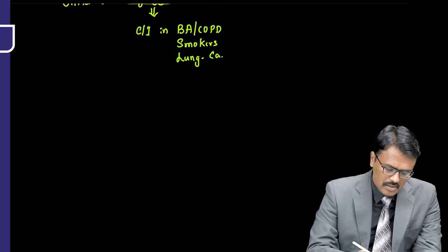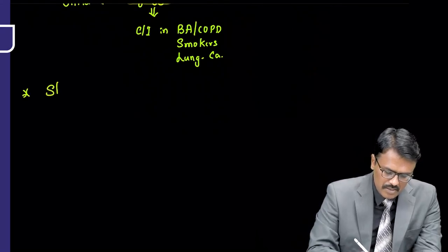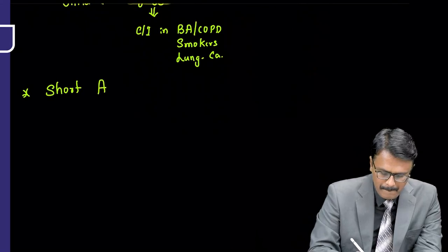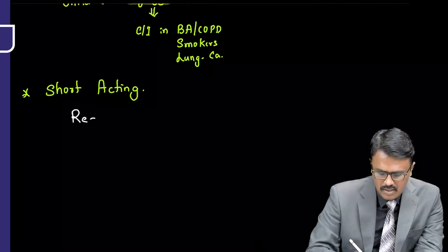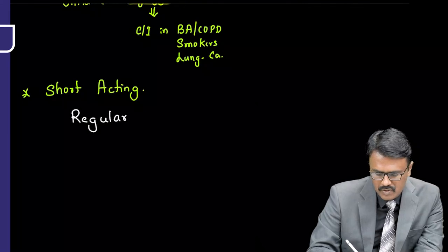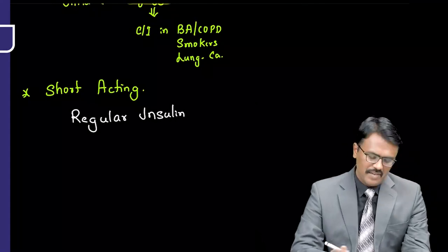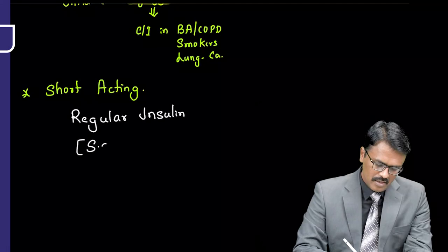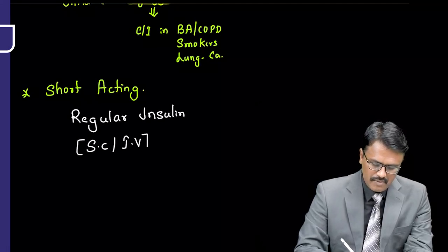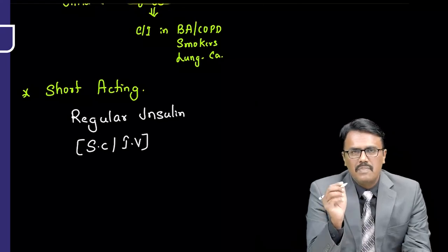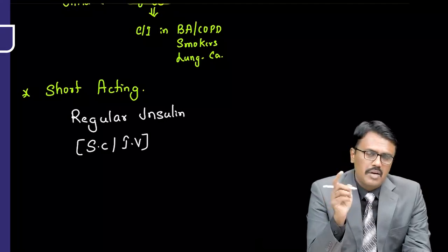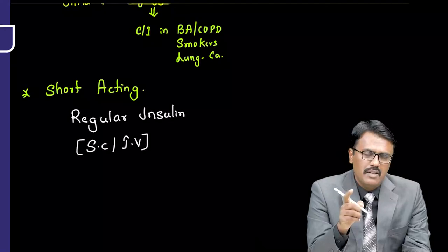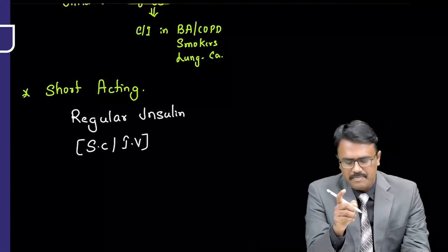Now once we know it, let us understand one more. It is called the short acting insulin, also called regular insulin. So regular insulin, how do we give it? It is the only insulin which can be given subcutaneous and IV. Most of the insulins, please underline this point, are given subcutaneous. Afrezza is inhalation, but regular insulin is the only one which is given IV. That means you can give it in emergencies.